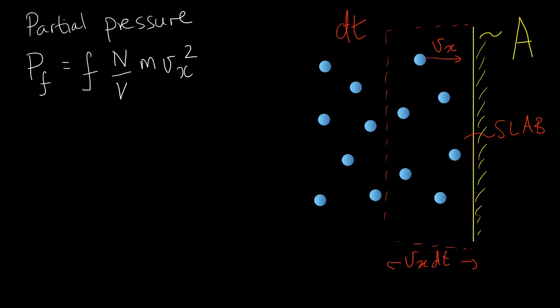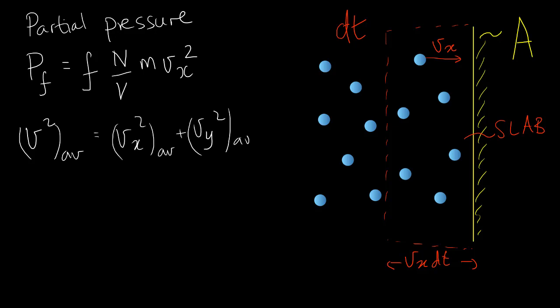We are going to relate P not to Vx squared, but to the total speed squared. Note that each particle has speed squared equals Vx squared plus Vy squared plus Vz squared. We denote the average by the subscript av. Now V squared av equals Vx squared av plus Vy squared av plus Vz squared av. These are average values over all particles in the box.